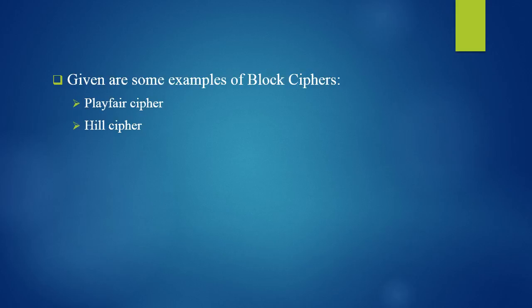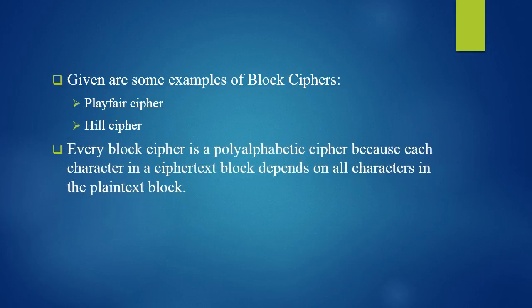Playfair cipher and Hill cipher are some examples of block ciphers. In block ciphers, we cannot say which plain text character is used to encrypt this particular ciphertext character, but we can always say that this plain text block is used to encrypt this ciphertext block. So each character in a ciphertext block depends on all characters in the plain text block. That's why a block cipher is a polyalphabetic cipher.